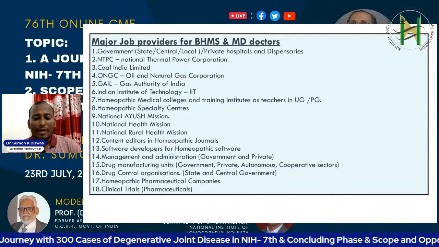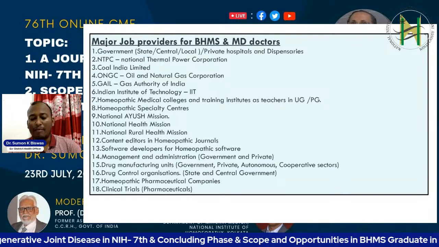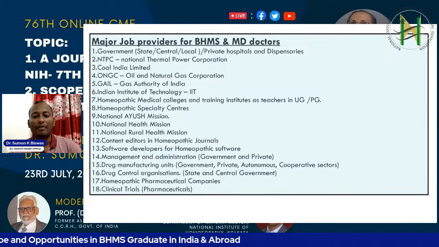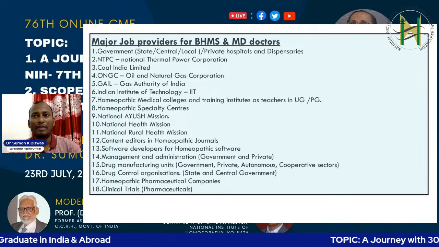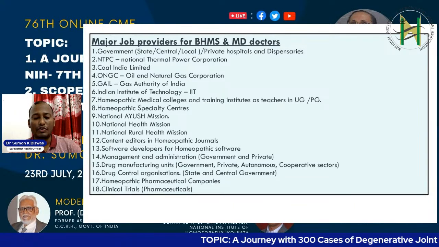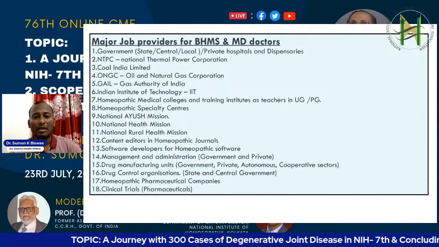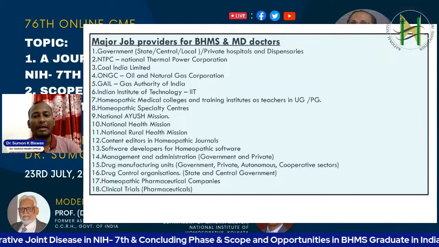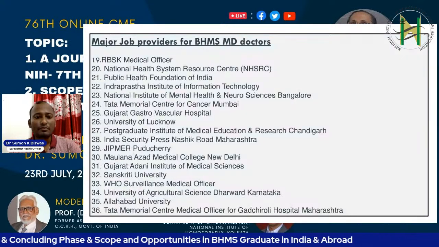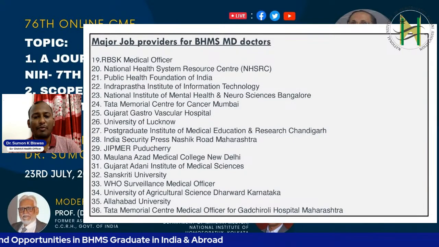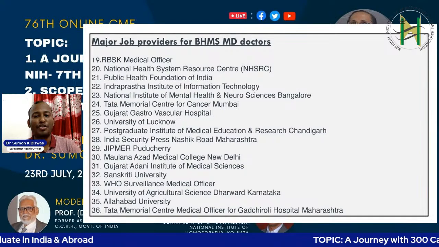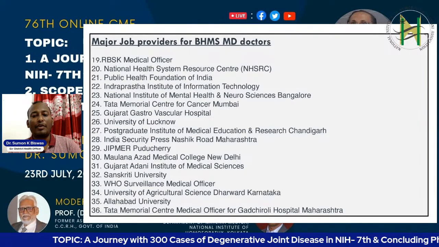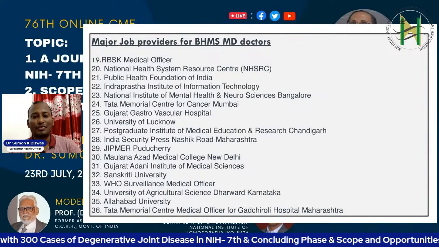Even drug manufacturing units: so many companies and drug manufacturers are recruiting homeopaths as drug quality control officers or medical officers, and in pharmaceutical procedures, where a homeopath can work. Even in clinical trials in homeopathy, many pharmaceutical companies require homeopathic physicians to conduct their research. Even RBSK provides jobs for medical officers. Public Health Foundation of India and the National Institute of Mental Health and Neurosciences, Bangalore, require homeopathic physicians to work on mental health and psychological issues.